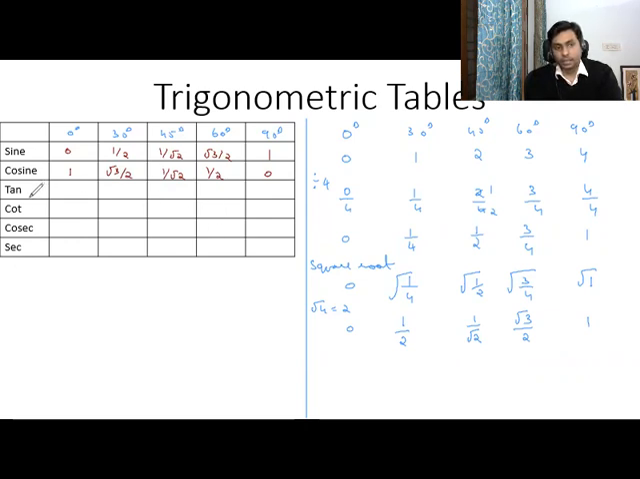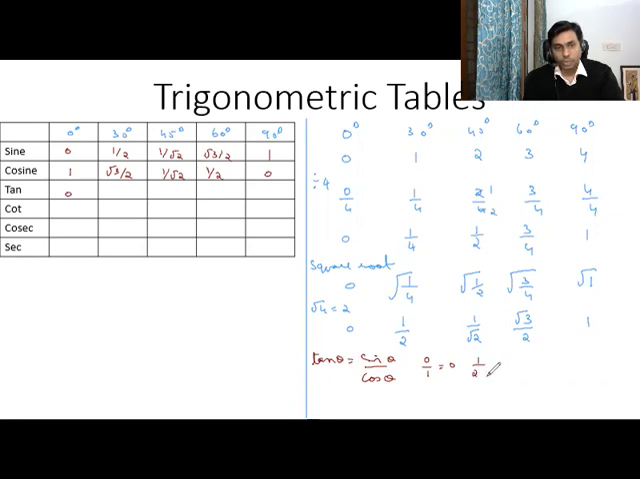Next is tan. Tan is the ratio of sine by cosine. Correct? Tan theta is basically sine theta by cos theta. So all I have to do is just divide these two. Sine divided by cos. So in the first case, it is 0 divided by 1. 0 divided by 1 is 0. So first case it is 0.